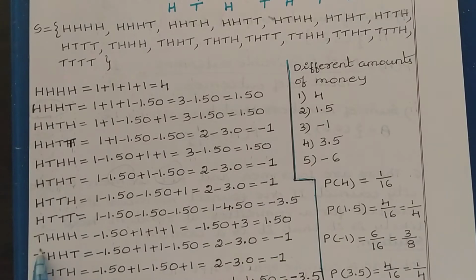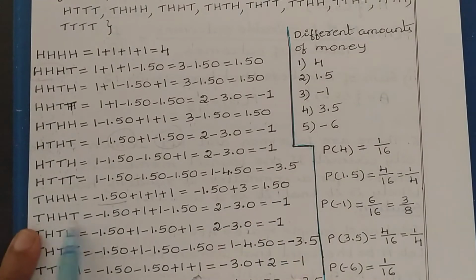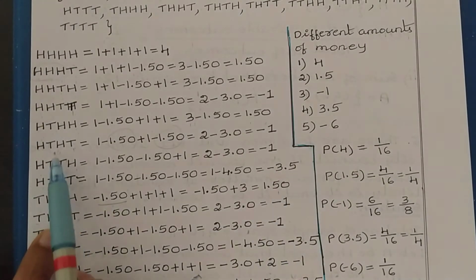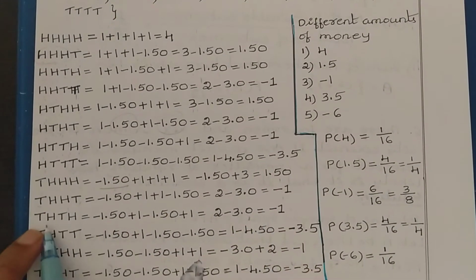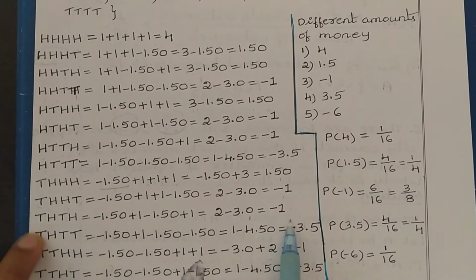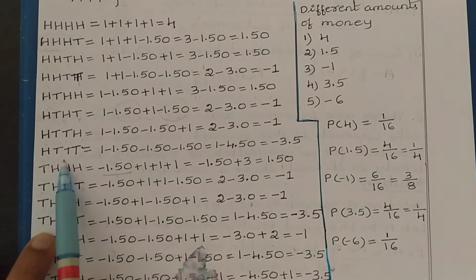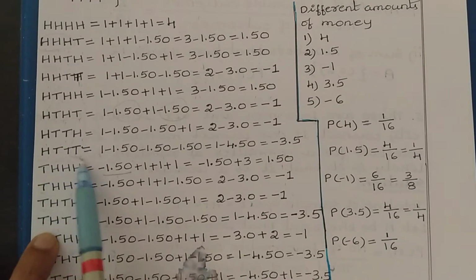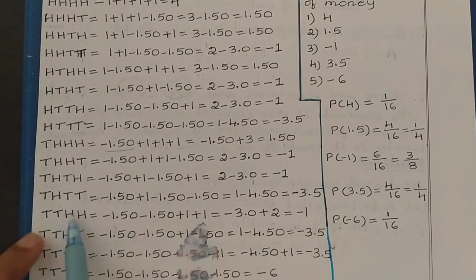Then here 1 tail and 3 heads. So for 1 tail minus 1.50, then 3 heads we have plus 1 plus 1 plus 1. So we get the answer 1.5. Then 2 heads, 2 tails. So 2 heads, 2 tails means minus 1. So directly we can write here. Then next we have again 2 heads, 2 tails, minus 1. Then here we have 3 tails and 1 head. So for 3 tails and 1 head we have calculated, that is minus 3.5. Then 2 heads, 2 tails.